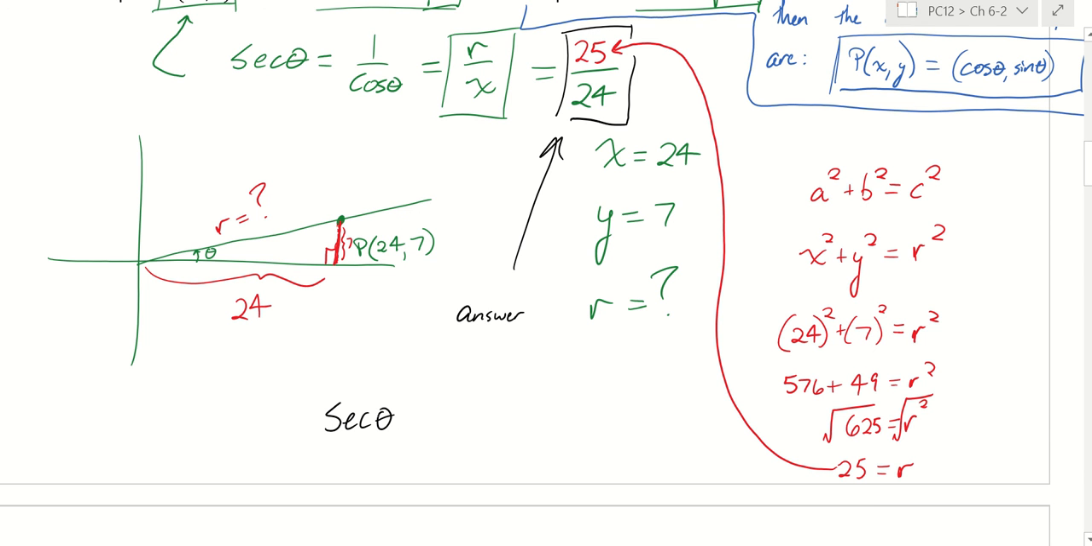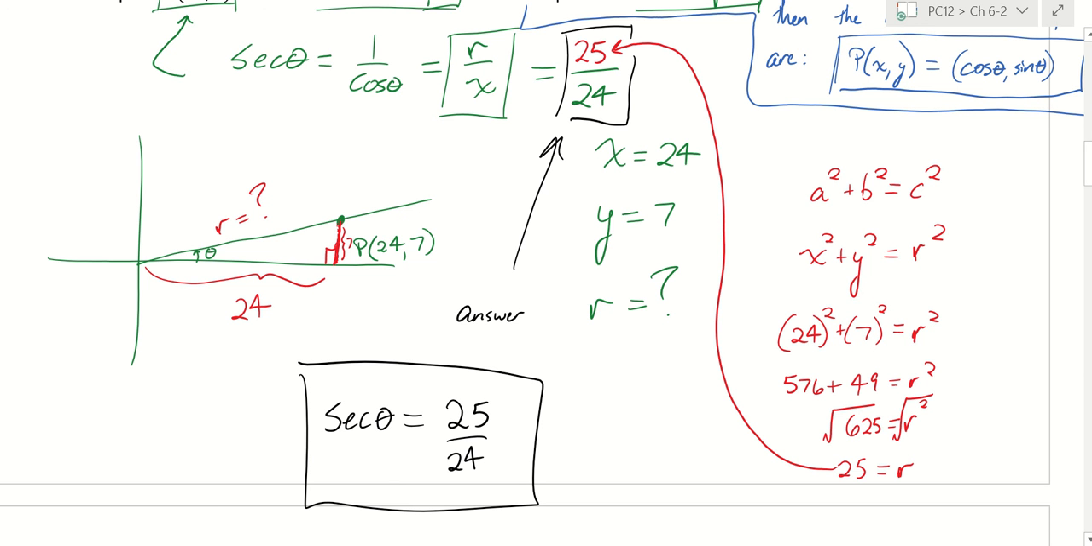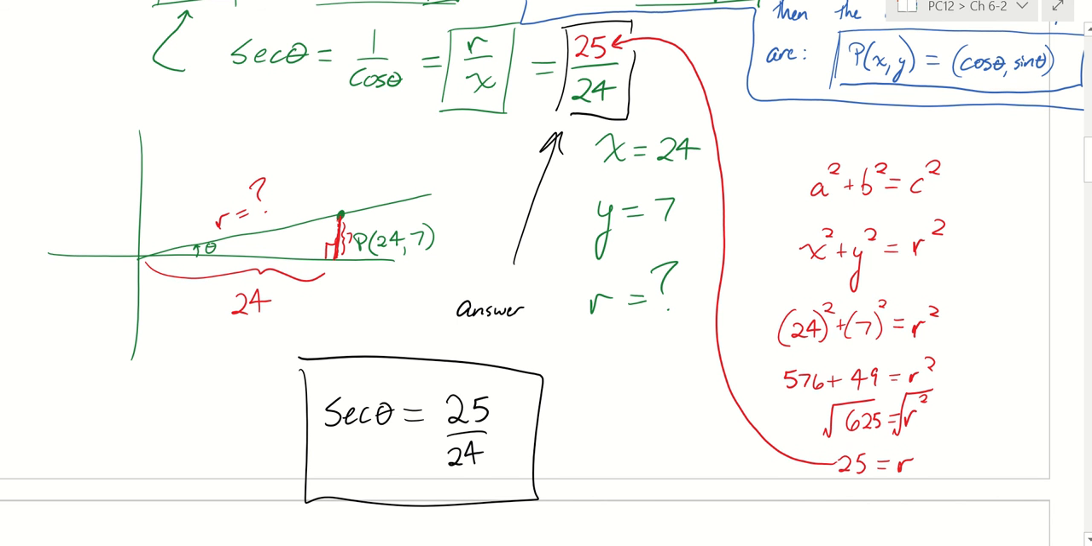Secant of theta: we don't know what theta is, but we don't have to, because we know the coordinates of some point P that lies on its terminal arm. So we don't even have to know what theta is. We can still find the ratio for the secant of that angle in standard position. It's 25 over 24. There you go. And I'll see you for some new content in the next video.